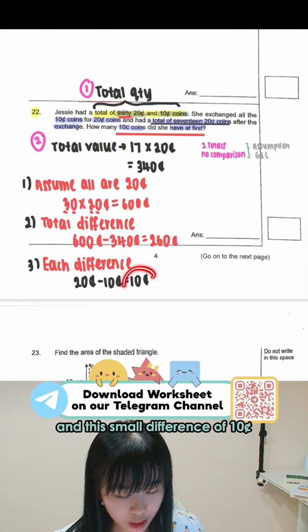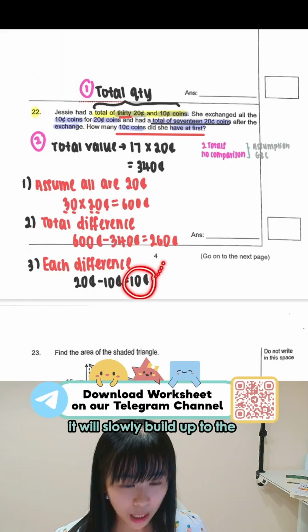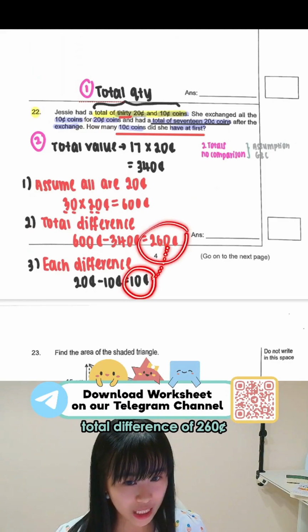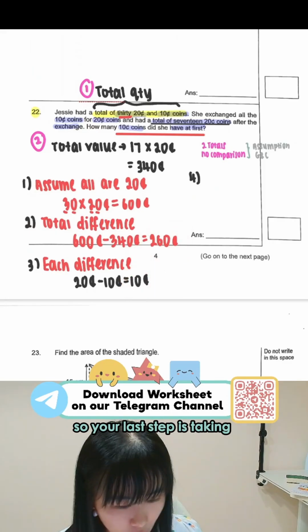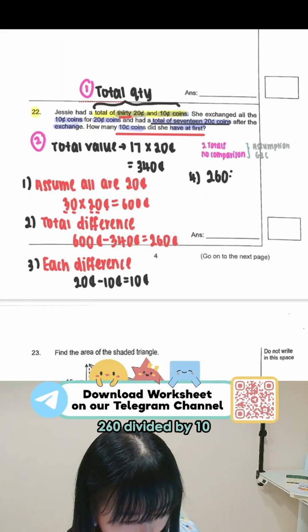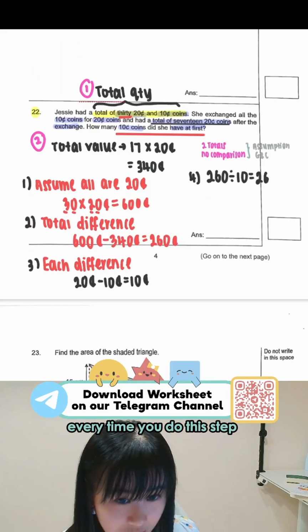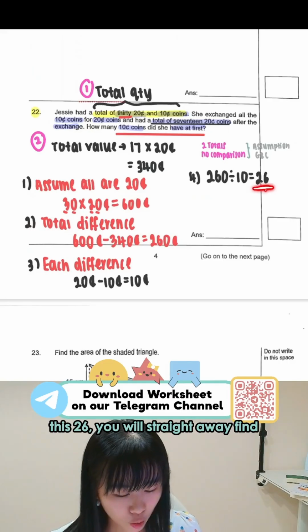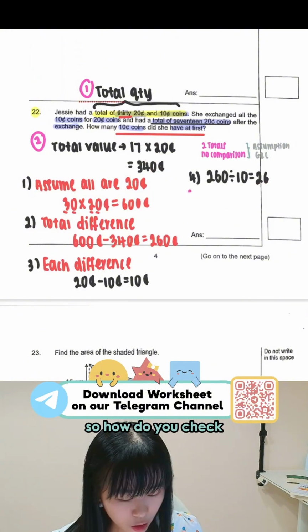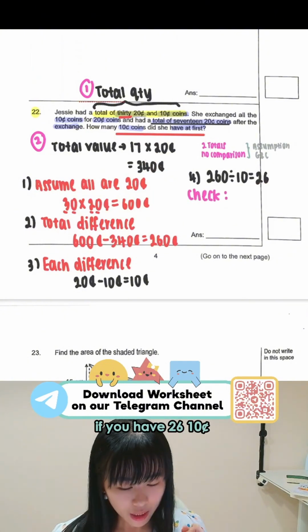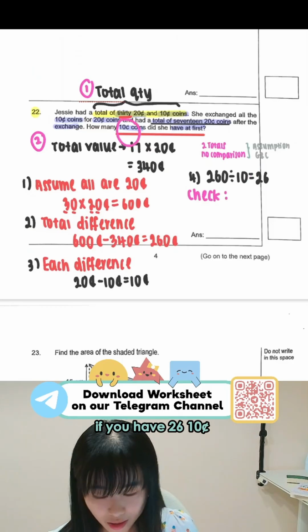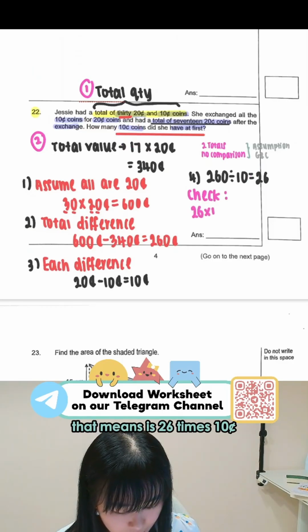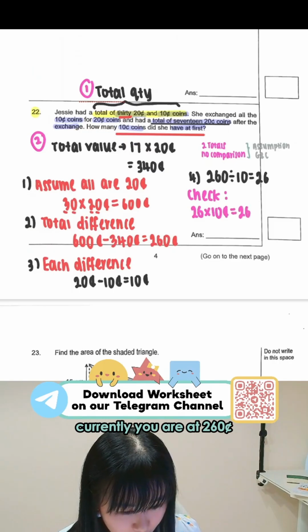And this small difference of 10 cents will slowly build up to the total difference of 260 cents, which we need to match up to. So your last step is taking 260 divided by 10, you will get 26. Every time you do this step, this 26, you will straight away find the thing they're asking you. So how do you check? If you have 26 10 cents, that means it's 26 times 10 cents. Currently, you are at 260 cents.